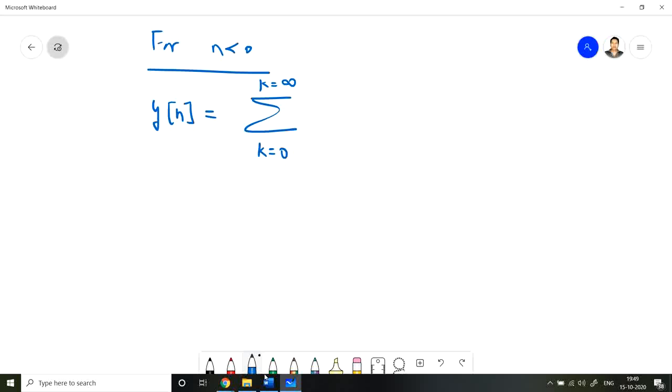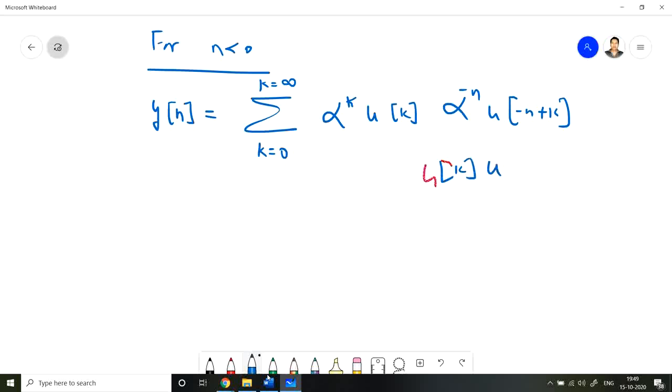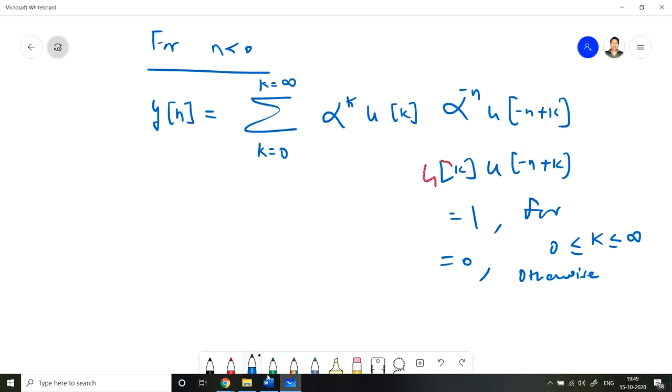And what is x[k]? It is nothing but alpha raised to the power k into u[k], and then alpha raised to the power minus n into u[minus n plus k]. Please understand that the product of u[k] and u[minus n plus k] is equal to 1 when 0 is less than or equal to k less than or equal to infinity. It is 0 otherwise.